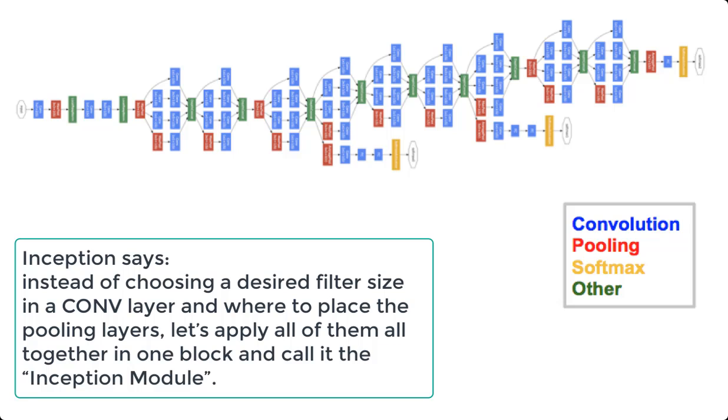But now what the Inception says is, instead of choosing a desired filter size in the convolution layer and where to place the pooling layers, let's apply all of them together in one block. And that's what is called the Inception module.